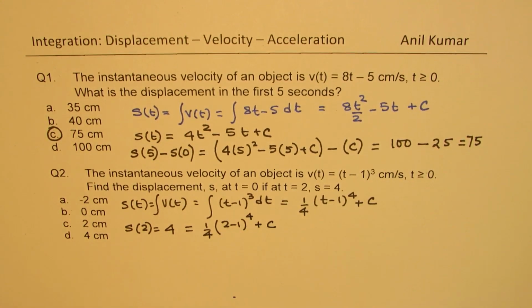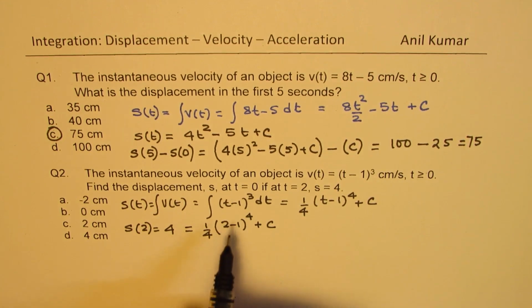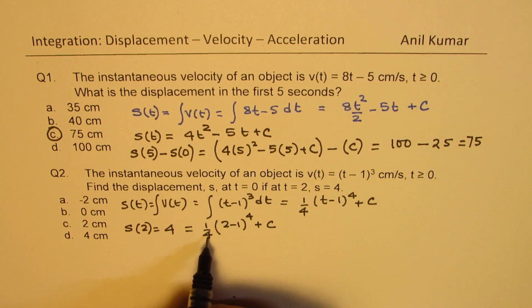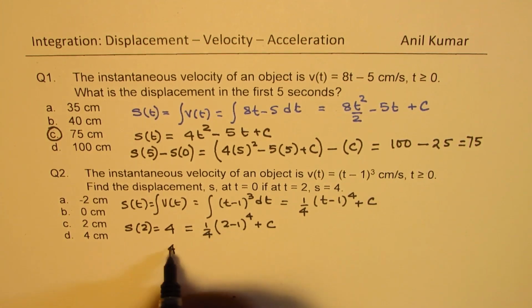So we can find the value of c from here. 2 minus 1 is 1, and 1 to the power of 4 is 1. So multiplying this, we get 1 over 4 here. So I'll take it to this side.